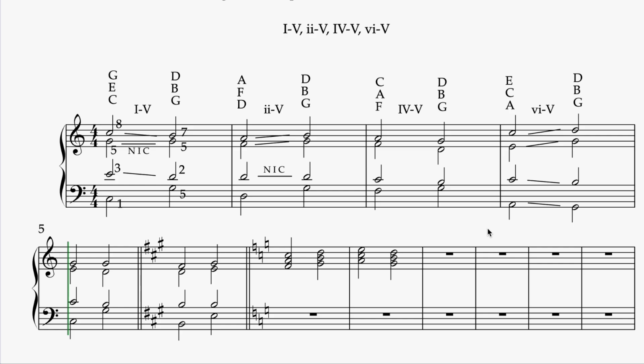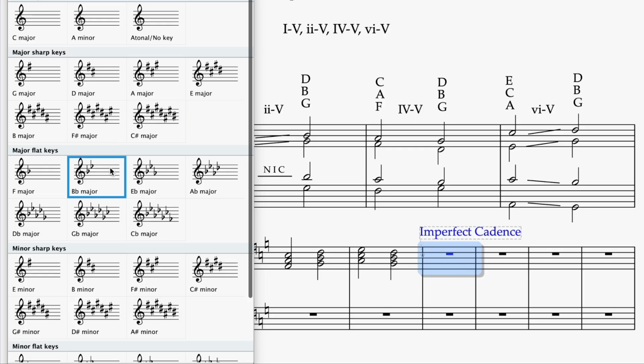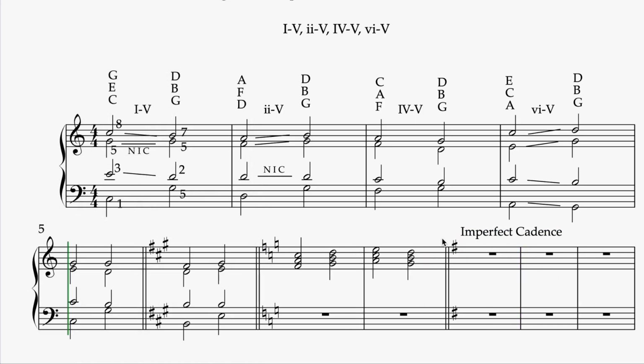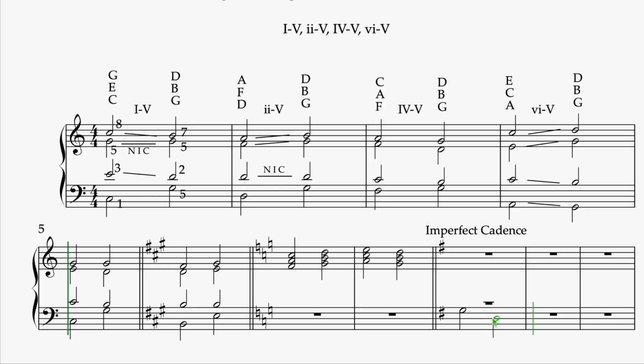So let me give you an example of a test question. Okay, so it might say imperfect cadence, and the key might be, let's say, G major. Let's pick a nice easy one. No one will get upset. Right, so you've been asked to write an imperfect cadence in G major. All right, start with the bass, 1 to 5.